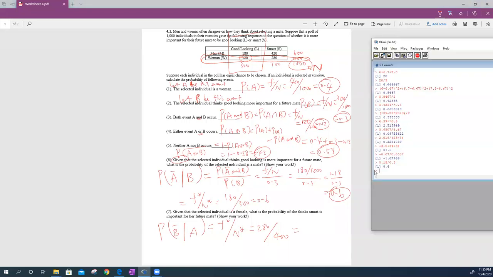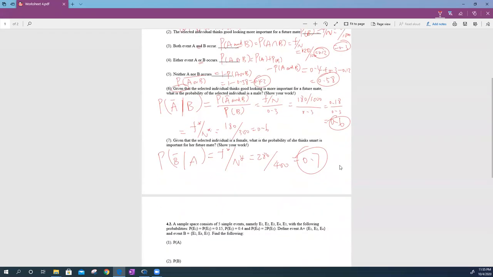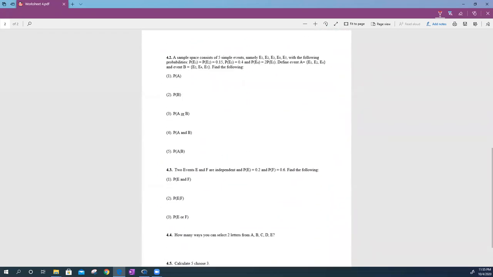So we have 280 divided by 400, so 0.7. That is this conditional probability. So question one, 4.2: a sample space consists of five simple events. Simple events means cannot be further broken down, so only one element there. That tells us what the sample space is: just E1, E2, E3, E4, E5. That is the sample space.